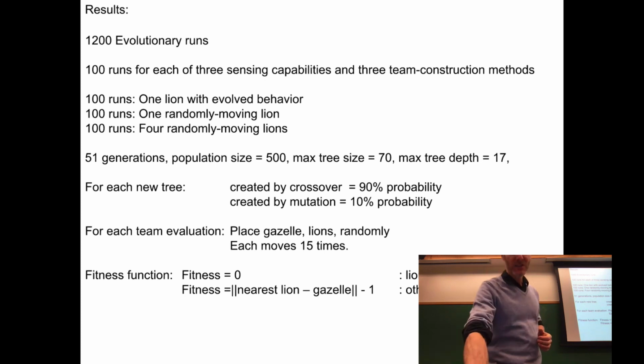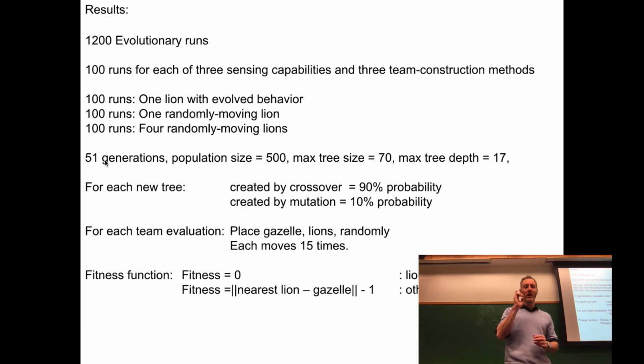The rest here details a single evolutionary run. So in a single evolutionary run, we create 500 random trees. We evolve it for 51 generations. Why 51? Because the first generation is random, and then we evolve for 50 more generations. These trees can get pretty big. They can contain up to 70 nodes, and they can have a maximum depth of 17. So we can evolve some pretty sophisticated behaviors if they're useful.